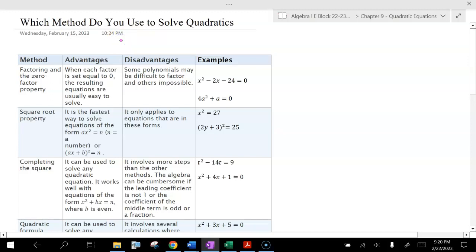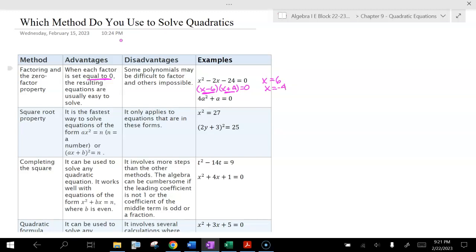So you should have this page in your OneNote notebook, and we'll talk through each one of these. The first method that we talked about was factoring and using the zero factor property, which means that if we take our quadratic and set it equal to 0, and we can factor it, then we can set each factor equal to 0. If we look at this example, x squared minus 2x minus 24 equals 0, we factor that into x minus 6 times x plus 4, all equal to 0. Setting each factor equal to 0, we find that x equals 6 and x equals negative 4.